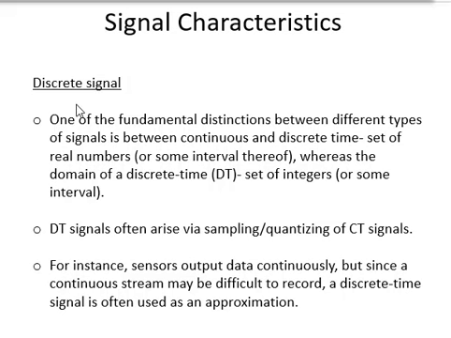Discrete time signals often arise via sampling or quantizing of continuous time signals. For instance, a sensor outputs data continuously, but since a continuous stream may be difficult to record, a discrete time signal is often used as an approximation.